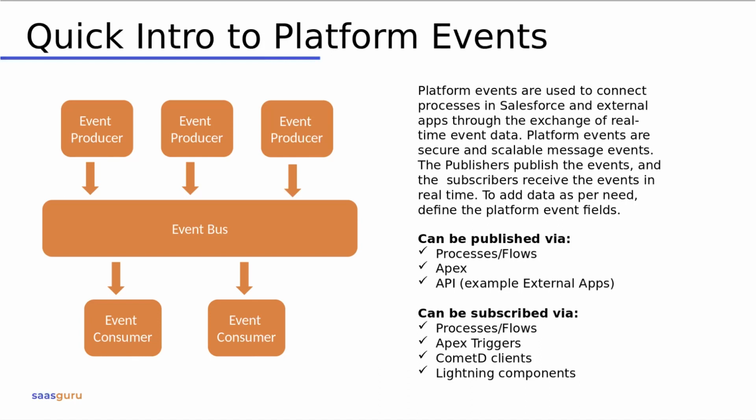You can subscribe to platform events via processes or flows, Apex triggers, Comet clients, or Lightning components. For example, in Lightning components, you have the lightning-emp-api tag, which can be used to subscribe to the events. In flows, you can create a flow on the platform event object, which is represented by __e as compared to __c for custom objects. Comet clients are used by external applications for both publishing and subscribing. So this is our overview of what a platform event is. I will show you how to create one. I have already created one for you, because that is a mandate to create a platform event flow.